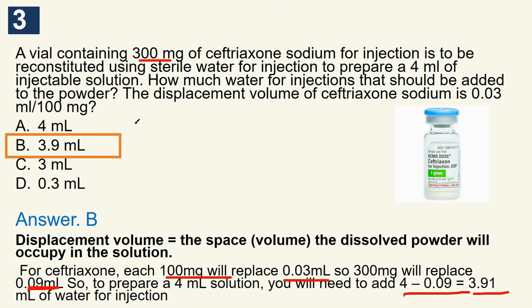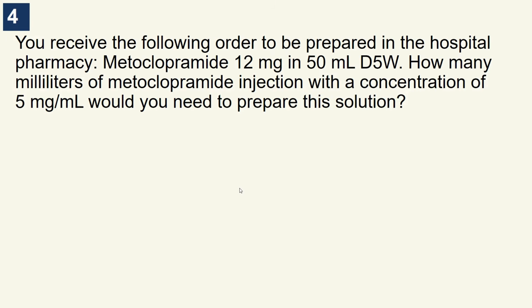So you have to use 3.9 mL of water added to this vial, and now the total volume will become 4 milliliters, because you are also including the powder volume in the calculation. This is a very frequent question on how to calculate powder volume. Powder volumes can vary depending on the drug. Let's go to the next question.